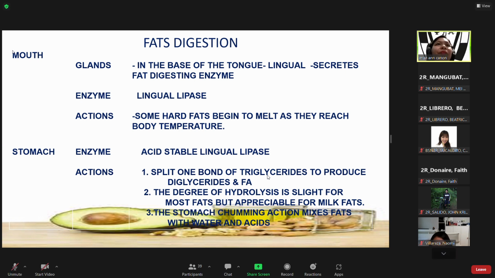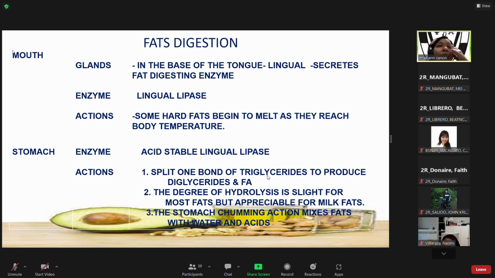So, once you eat, of course, your salivary glands secrete, right? At the base of your tongue, the lingual gland secretes a fat digestive enzyme. That enzyme is called your lingual lipase. Its job, class, is that some hard fats begin to melt as they reach body temperature. Then after that, with the process you have done with your mouth, you will go to your stomach. Most of the digestion will happen in the mouth, stomach, and also your small intestine.